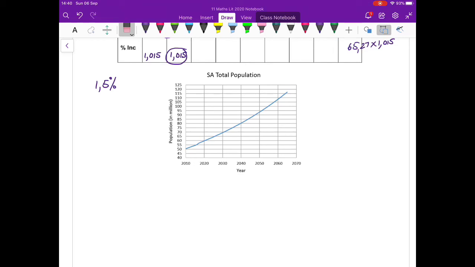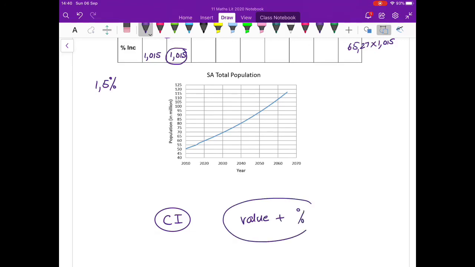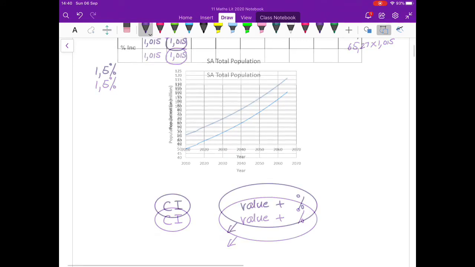The other scenario that it's used for is compound interest. So this can also be used for compound interest. So what it means is you are taking the value, you're increasing it by a percentage, you're adding the two together to bring you to the next year, and then you're doing a percentage increase on that total value.